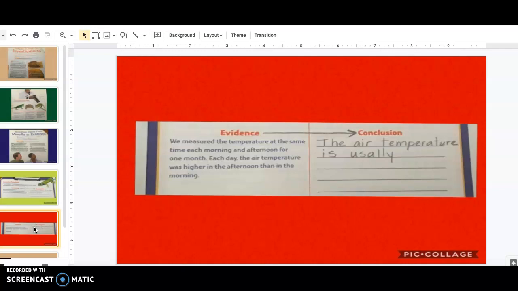Let's look at the next one. Okay, you are going to come up with your own conclusion about the air temperature. Okay, the air temperature is usually blank. You fill in the rest. Okay, read it and fill in what you think.